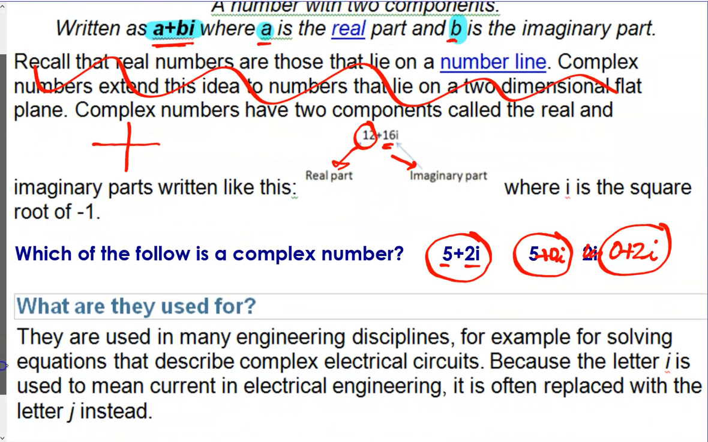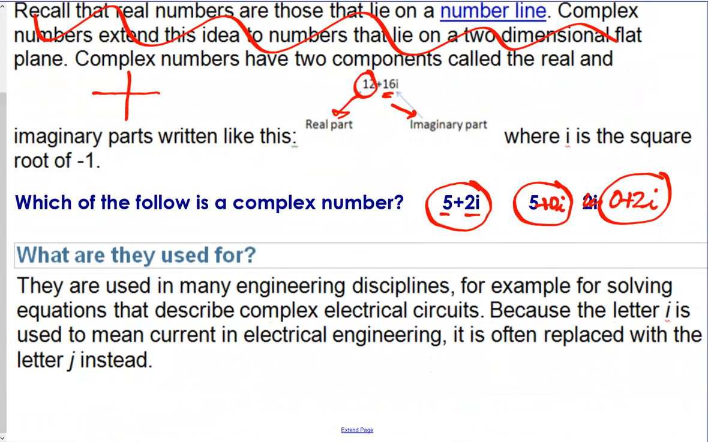Some of you might want to know, why are we learning this? So when I can, I like to let you know that these are used in many engineering disciplines, for solving equations that describe complex electrical circuits. Because the letter i is usually used to mean the current in electrical engineering, they often replace it with the letter j, but they use it quite often.